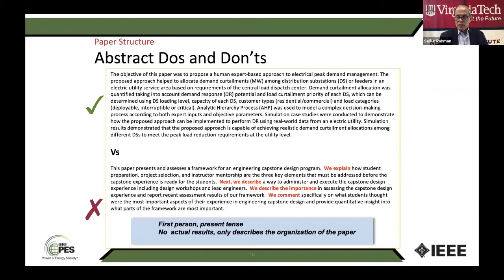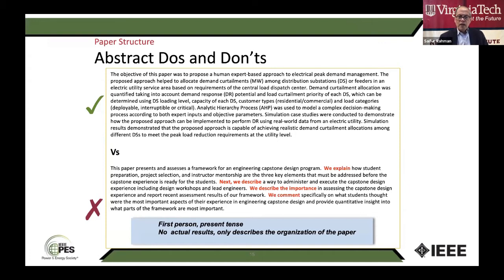Abstracts, do's and don'ts. Very quickly, typically we write, we do not use first person like this at the bottom part. It's in red lines. Next, we describe, we comment, we explain. Don't say we. Look at the top part. The objective of this paper was to promote human expert-based approach to electrical peak load management, right? I did not say my objective or our objective. We didn't say that. Indirect. The objective of the paper was to promote human expert-based algorithm approach. Keep that in mind.